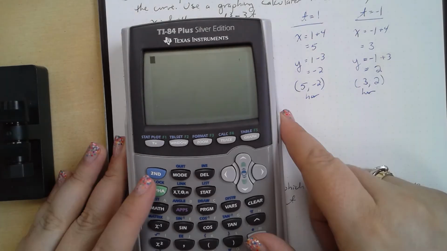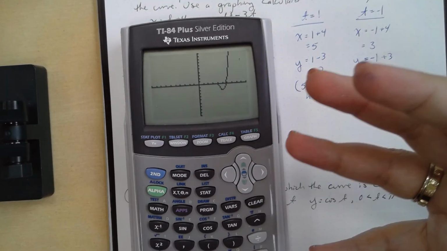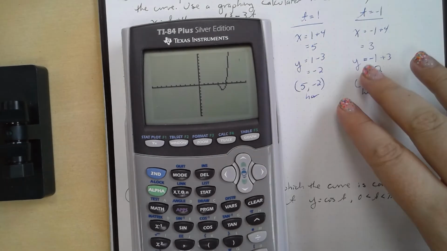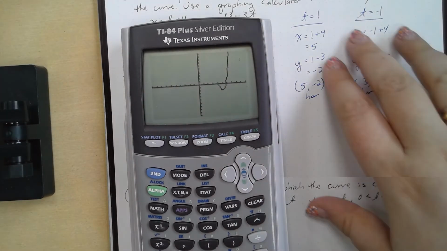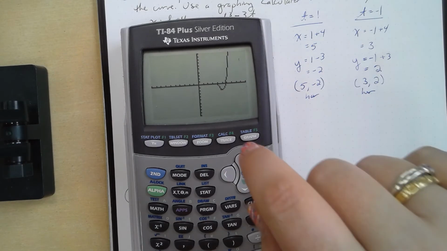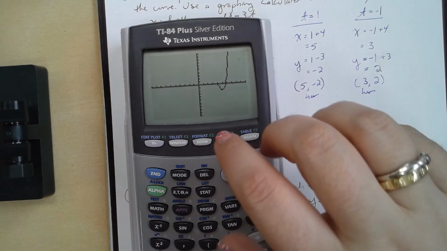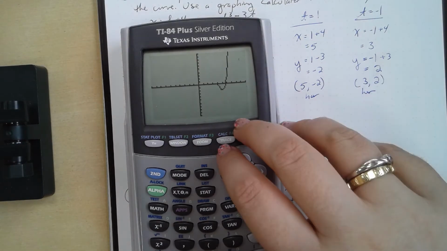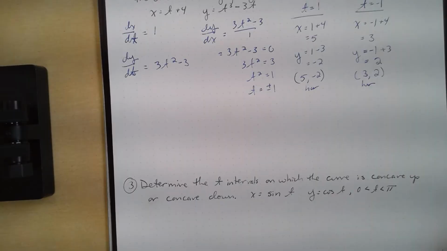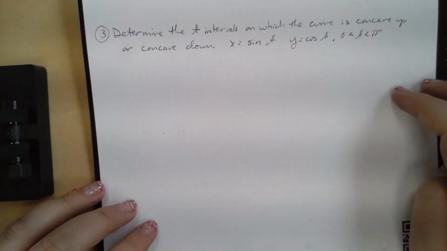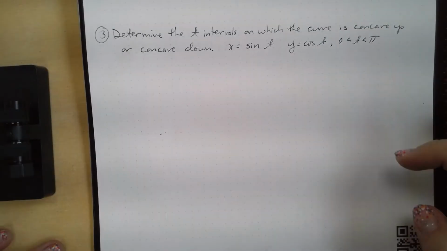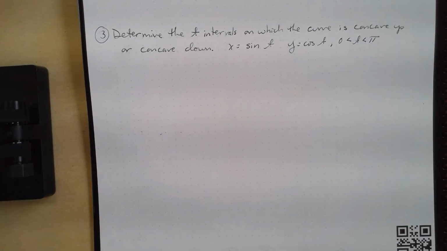I don't really care if we check this particular problem on the calculator. I think this work here is fine. What I do care is that you know how to actually graph it on the calculator, okay? Let's do another one. We want to determine the t intervals on which the curve is concave up or concave down. Well, how do we determine when concavity is happening? We're going to use our second derivative, so that's going to be fun.